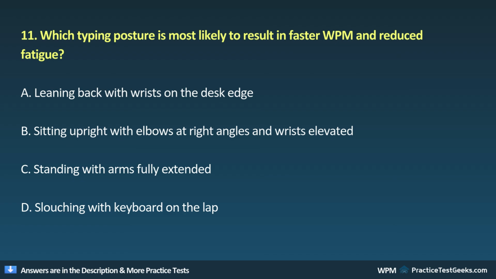11. Which typing posture is most likely to result in faster WPM and reduced fatigue? A. Leaning back with wrists on the desk edge. B. Sitting upright with elbows at right angles and wrists elevated. C. Standing with arms fully extended. D. Slouching with keyboard on the lap.